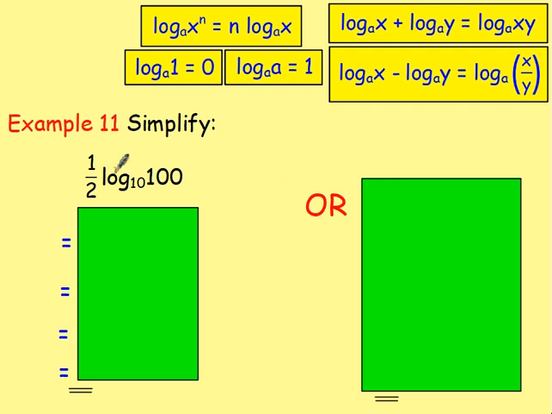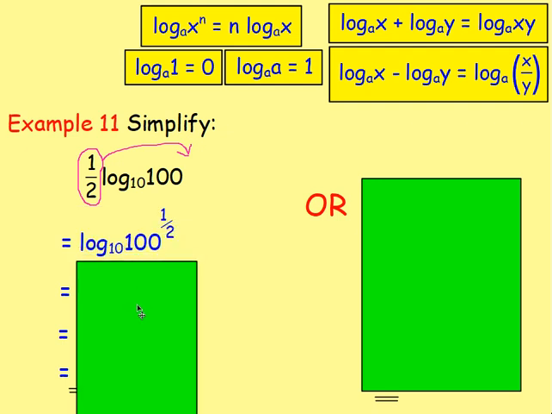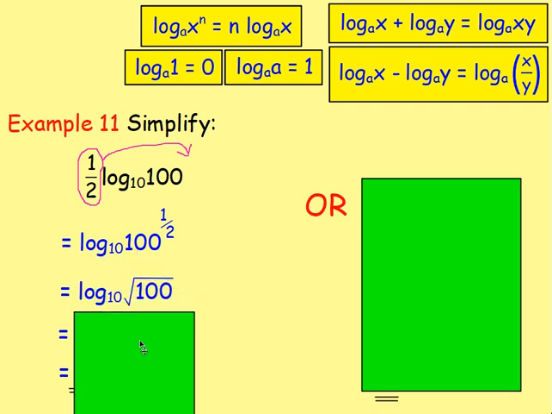Yeah, if you've ever got a number in front of log, it's sometimes best moving that up. So that will become your index. So you'd have log base 10 of 100 to the power of 1/2. So that is one way of thinking about that. From there, what could you do? Yeah, good. The power of a half just means the square root. So that'll be log base 10 of the square root of 100. Iman, square root of 100? 10. Good. So you'd have log base 10 of 10.